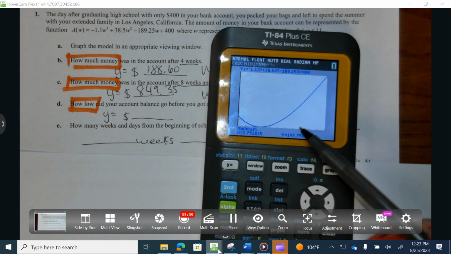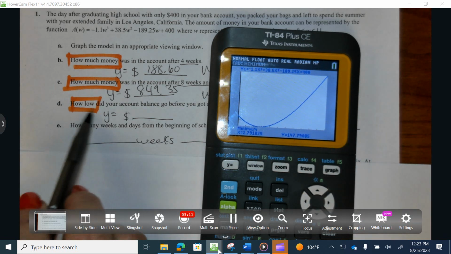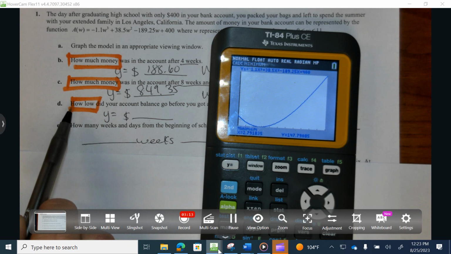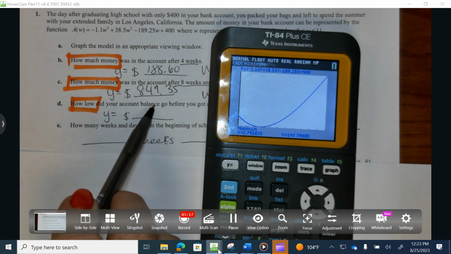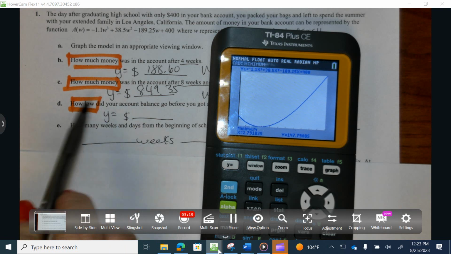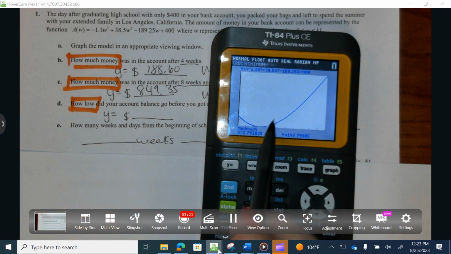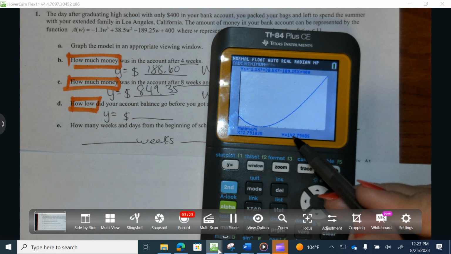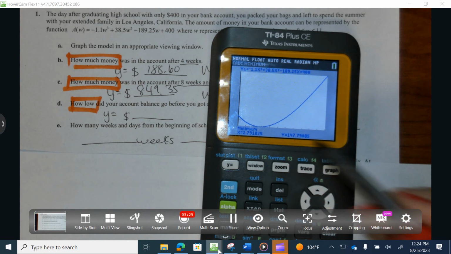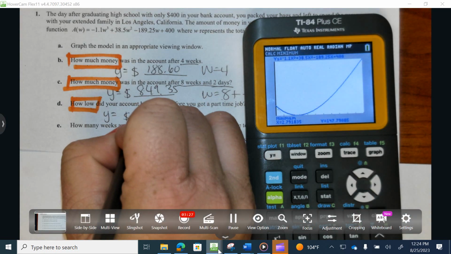Now, a lot of students go like, what answer am I supposed to have? That's where we come back to the question and ask ourselves, what are we trying to determine? We're trying to determine the account balance, which is how much money. That is determined by your Y, your dependent. So $147.79.